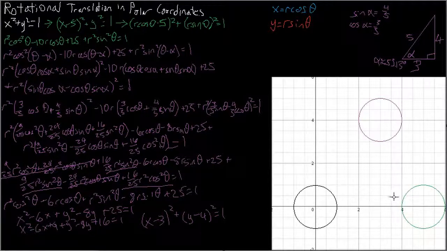Let's see down here, let's demonstrate that on the graph. So this distance right here from center to center is 5. This distance is still 5 because that's 4 and that's 3. So this is our 3, 4, 5 right triangle. This right here is the angle alpha. That's how much I rotated it by.